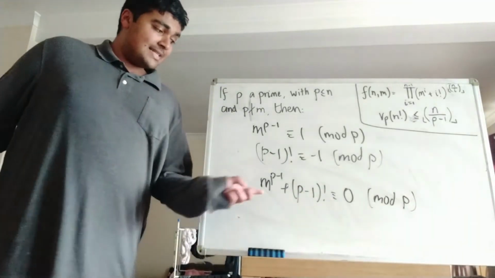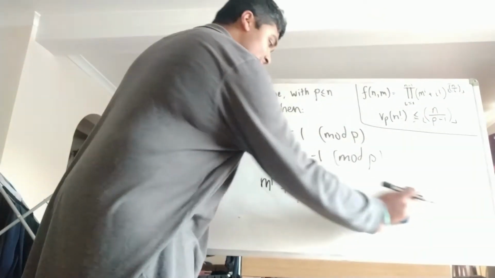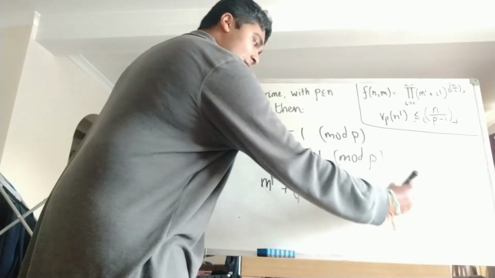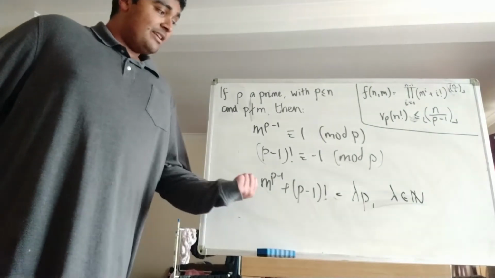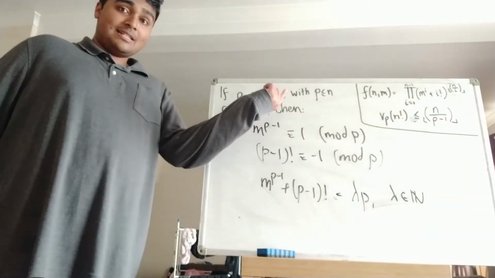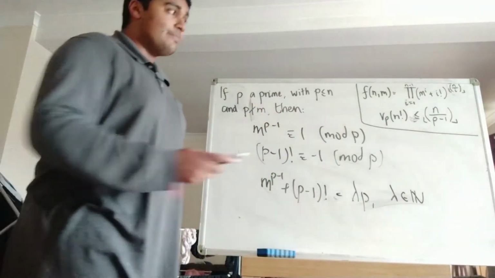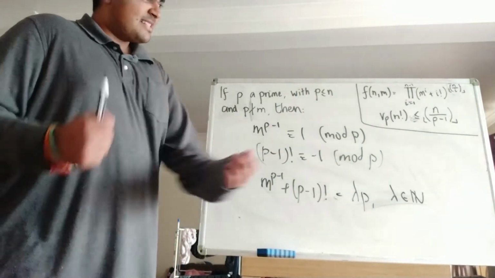So what that tells us is that m to the p minus 1 plus p minus 1 factorial is going to be a multiple of p. So I can write it as lambda times p, where lambda is just some positive integer. But now what we notice is that if we go back to our f(n,m) here, because p is less than or equal to n, then certainly p minus 1 is going to be less than or equal to n minus 1. So p minus 1 is going to be in this index here, so it's going to be some i.